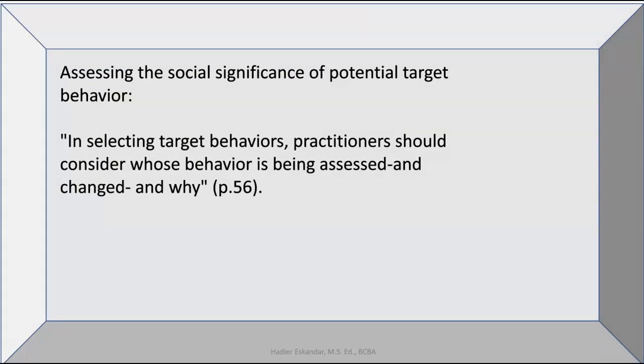They also talk about assessing the social significance of potential target behaviors. So social significance is very important. In selecting target behaviors, practitioners should consider whose behavior is being assessed and changed and why. So when you're working with a client, you're really looking at everyone's behavior, not just your client, but the people around him. And you cannot decide which one's behavior really should be changed.